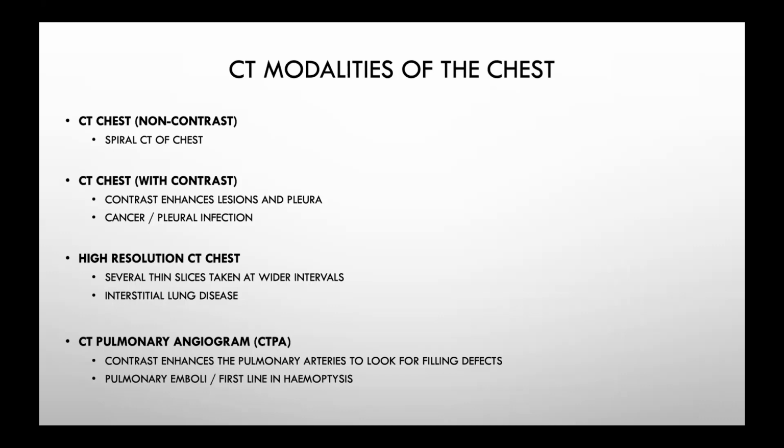And then lastly, the one we do most often, the CTPA. The contrast here is actually enhancing the pulmonary arteries and the pulmonary vasculature to look for filling defect or clot within the pulmonary vasculature. It's the gold standard test to do for pulmonary emboli, and it's also the first line test that you would do in hemoptysis as well. So if a patient comes in with large volume hemoptysis that you need to image straight away, CTPA is the one you do.